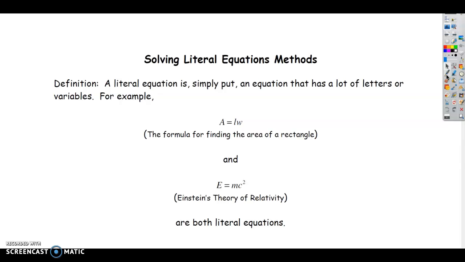So a couple formulas or literal equations that you may be familiar with. Area equals length times width. This is the formula for finding the area of a rectangle. And E equals mc squared. Maybe you've heard of this. That is Einstein's theory of relativity. These are both considered literal equations.